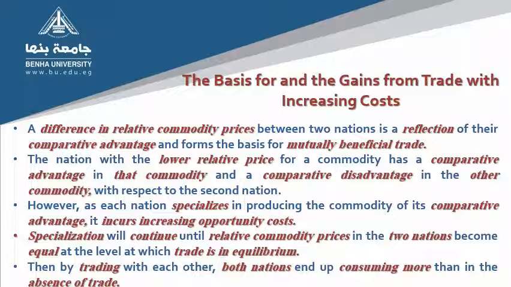As a result, each nation should specialize in the production of the commodity of its comparative advantage and exchange part of its output with the other nation for the commodity of its comparative disadvantage. However, as each nation specializes in producing the commodity of its comparative advantage, it incurs increasing opportunity costs. Specialization will continue until relative commodity prices in the two nations become equal at the level at which trade is in equilibrium. Then, by trading with each other, both nations end up consuming more than in the absence of trade.